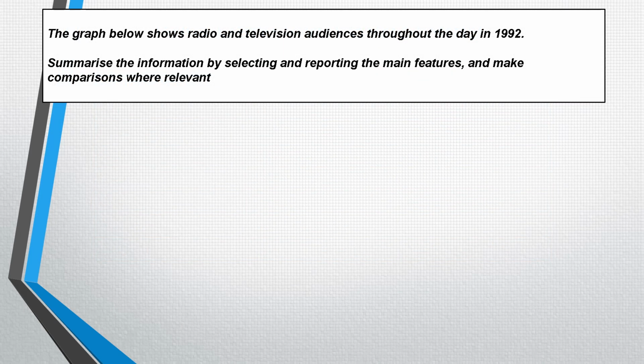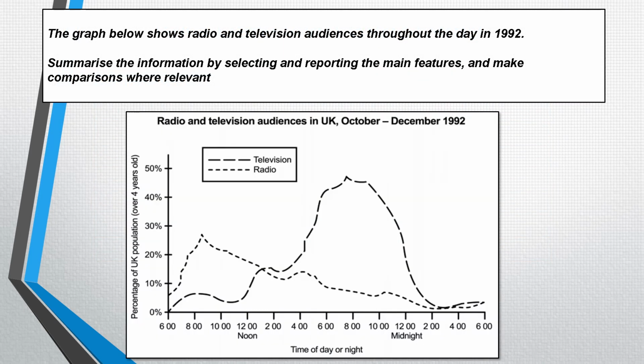Here is the opening statement and question for the line graph that we've been looking at in previous videos. The opening statement reads, "The graph below shows radio and television audiences throughout the day in 1992." Now, we've already analysed this line graph, so we know what it's showing us. Now, let's see how we could turn this opening statement into a nice one-sentence introduction.